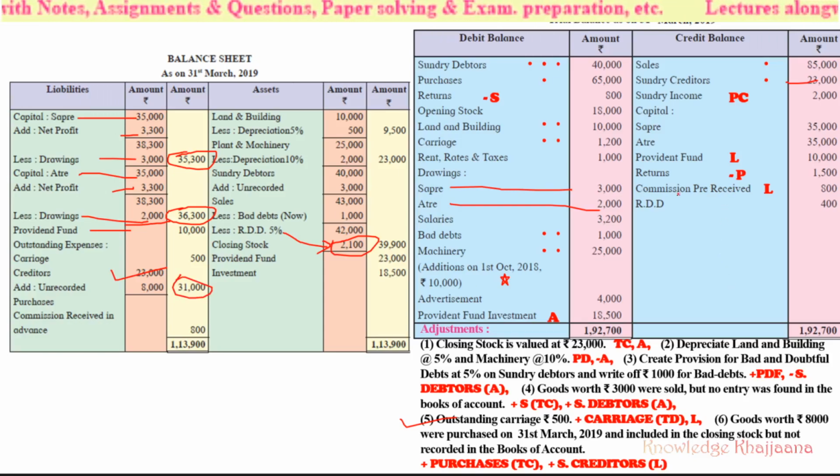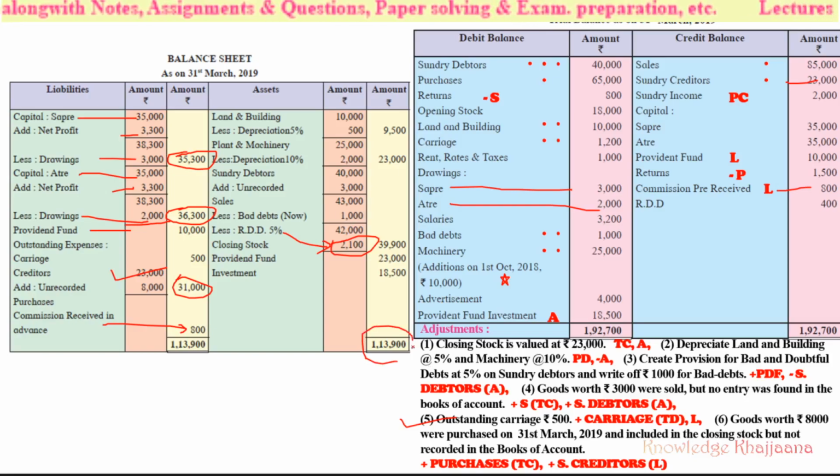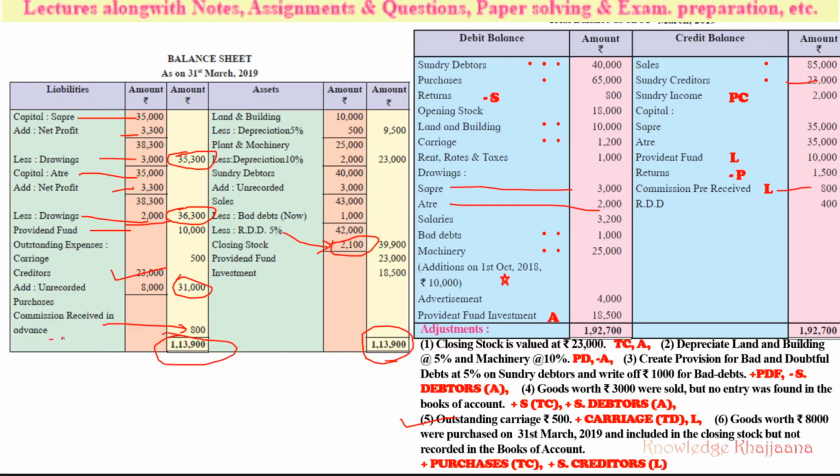Then commission received in advance, that is commission pre-received. It is a liability for the time being, rupees 800. With this we have completed all the adjustments and all the postings on the asset side as well as the liability side. So the total will be rupees 1,13,900 on both sides, which tallies.